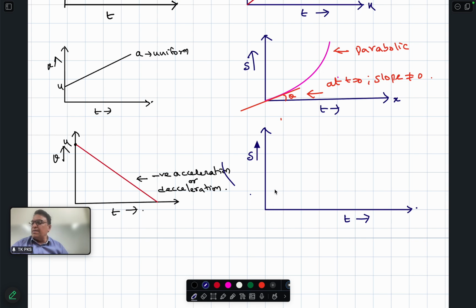Anyone else apart from this? Concave shape. Correct. Parabola. Anika, correct. Very good. You are suggesting something like this. Yes or no, Anika?